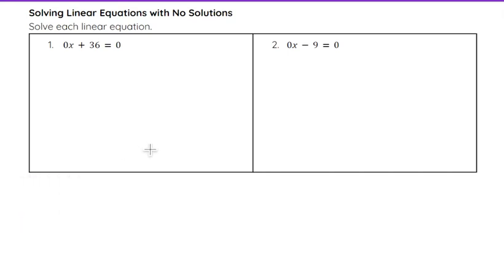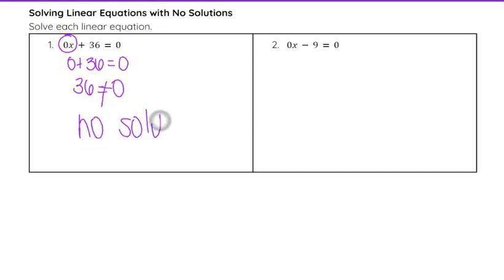So let's practice with a couple examples. So 0x plus 36 equals 0. Again, 0x is going to be 0. So 0 plus 36 equals 0. 0 plus 36 is 36. 36 does not equal 0. That is going to be no solution.